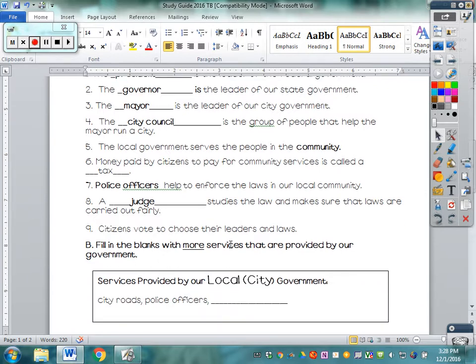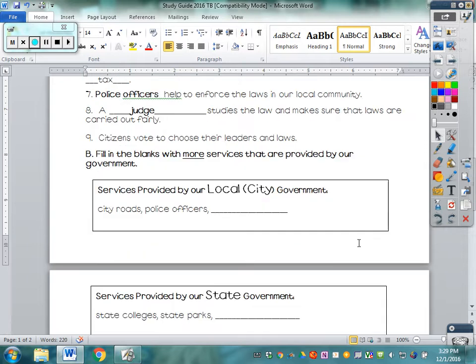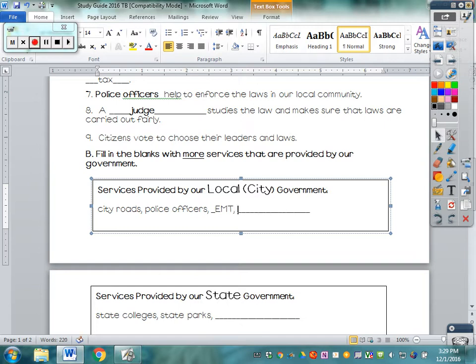We're going to fill in the blanks with more services that are provided by our government. So it says services provided by our local or city government. These are things that our city does. The city council or the mayor, that kind of thing, help. They collect taxes and then they provide to our city. And these are listed on your matrix. And we talked about them a lot in class, different jobs or things that the city does to help our community. So we already have listed down the city roads, police officers, EMT would be one. Firefighters.